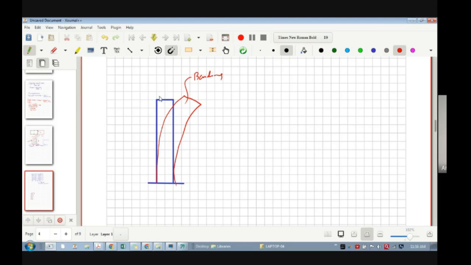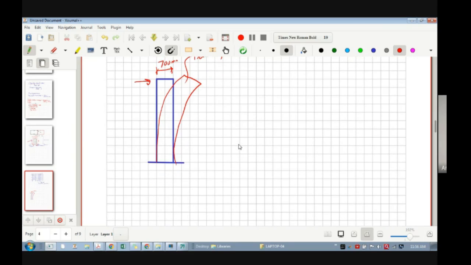Generally columns are having small sizes, 600, 700. Let's say 700 mm, and this is your horizontal load, maybe earthquake, wind or whatever. So there is a bending. Due to this bending, there will be bending moment in the column. The bending moment diagram will be something like this as it is a cantilever. This is the bending moment diagram. Then there will be shear force also, which is rectangular, okay.